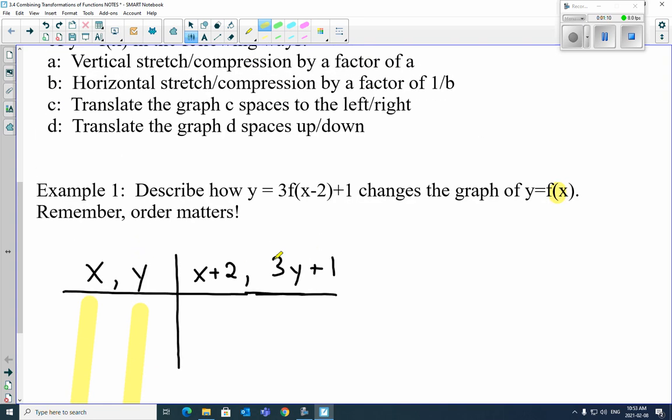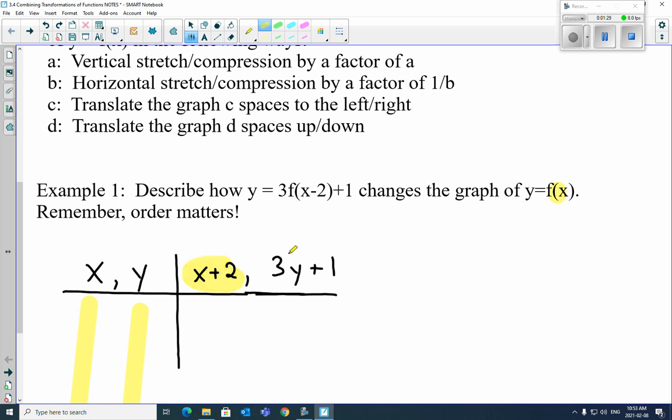Let's look at what happens to the x's and y's. We got a 3, we got a minus 2, we got a 1. Which one of these affects the x? Well, this one right here, the x minus 2, is going to shift all the x values 2 to the right. So whatever x value we had here, we go x plus 2. That's what affects the x.